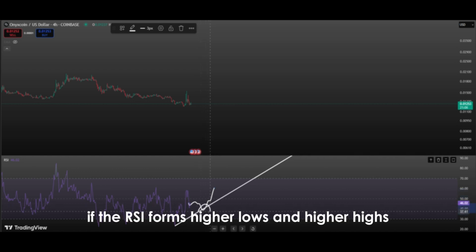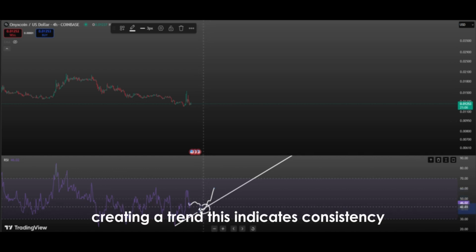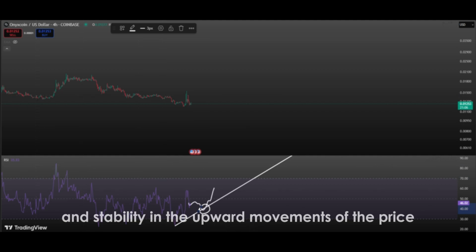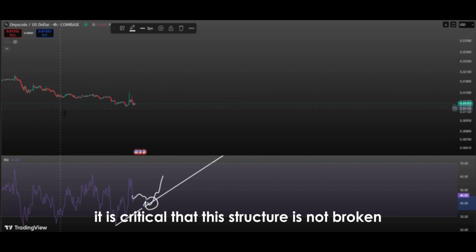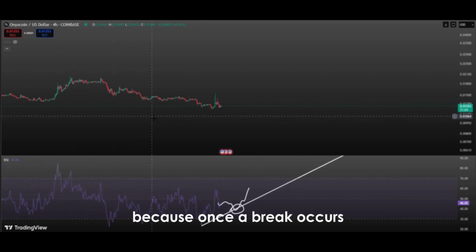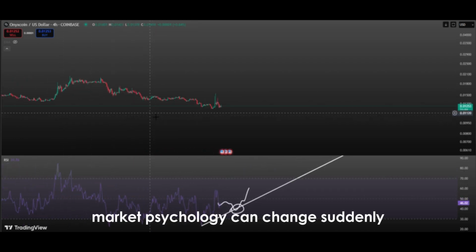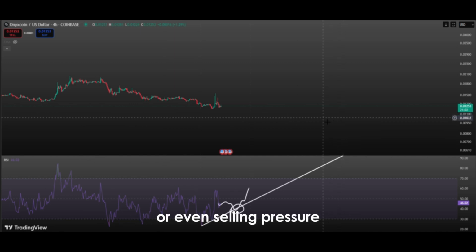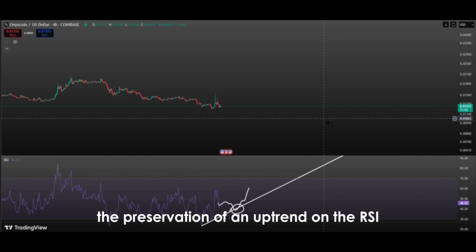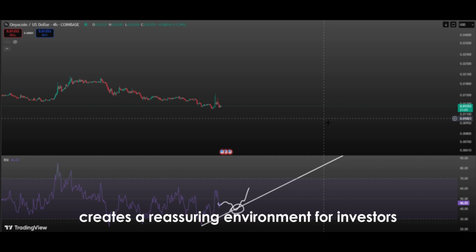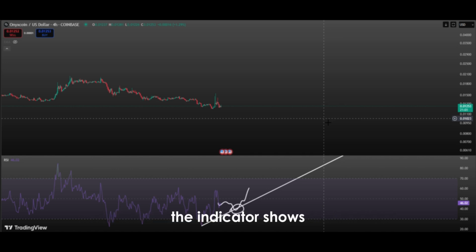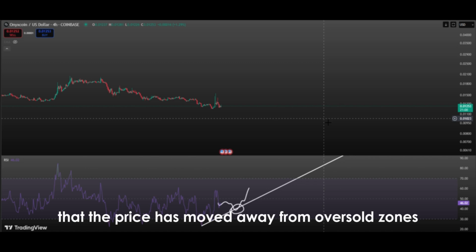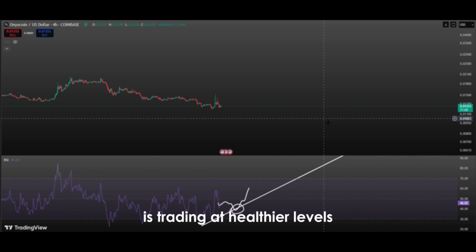If the RSI forms higher lows and higher highs, creating a trend, this indicates consistency and stability in the upward movements of the price. It is critical that this structure is not broken, because once a break occurs, market psychology can change suddenly, and the expectation of an uptrend may be replaced by uncertainty or even selling pressure. The preservation of an uptrend on the RSI creates a reassuring environment for investors. The indicator shows that the price has moved away from oversold zones, is trading at healthier levels, and that no weakness is being experienced during upward movements.